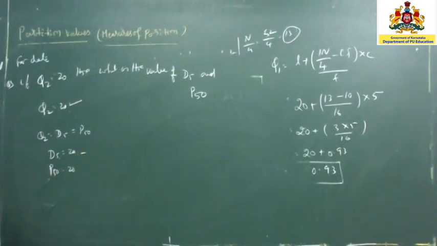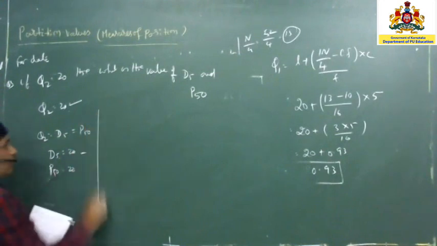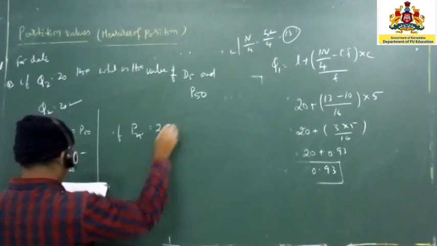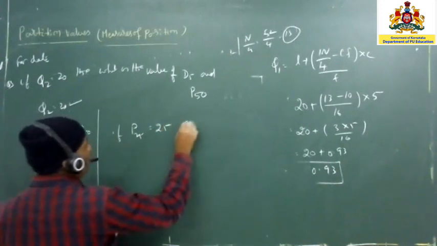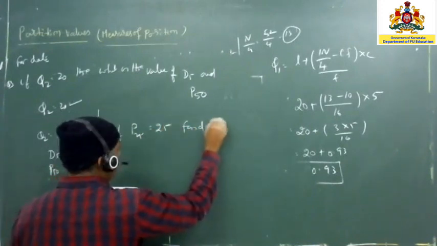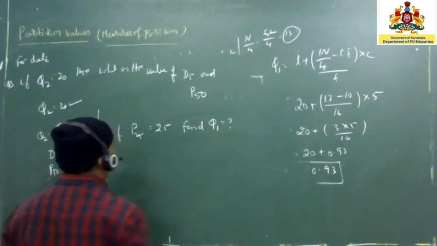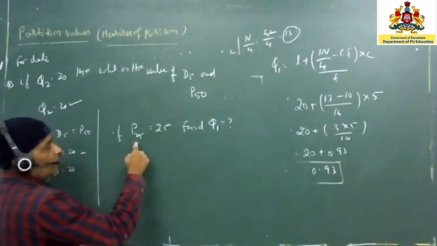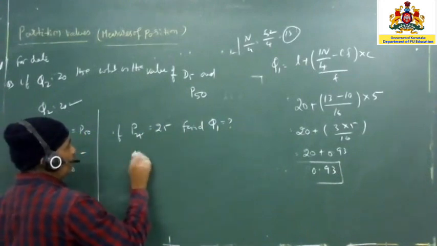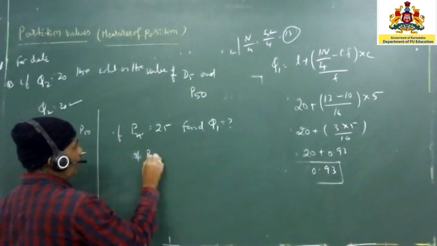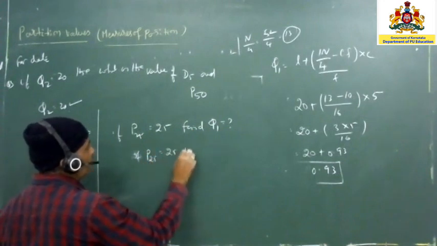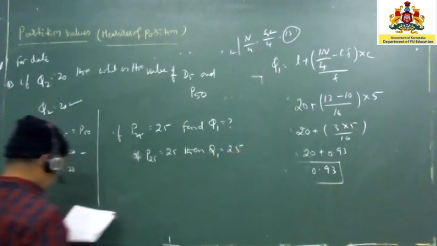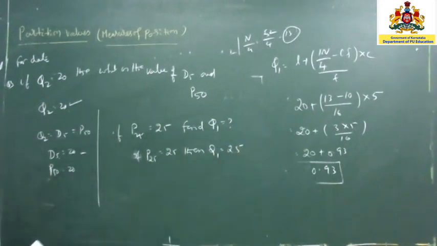Next question is given as, for a given data, if p25 is equal to 25, then find the q1 value. You know the first quartile covers 25%, and p25 also covers 25%. So if p25 is equal to 25, then q1 is also 25 only. This type of sums are given in the exercise.